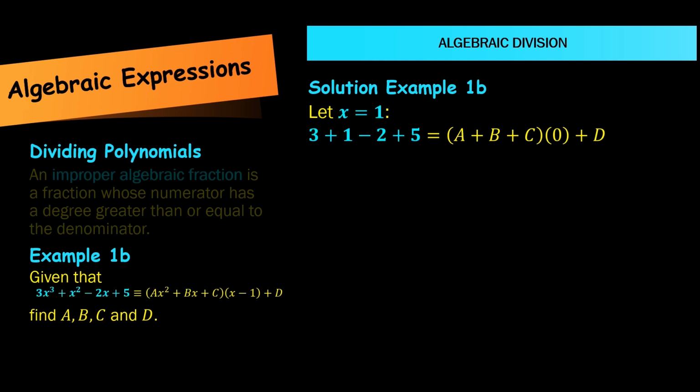We have on the left-hand side 3 plus 1 minus 2 plus 5, if we plug in x equal to 1. And on the right-hand side, we have a plus b plus c times 0, which was our intention. And of course, plus d, which we're trying to find. So rearranging this gives us that d is equal to 7.